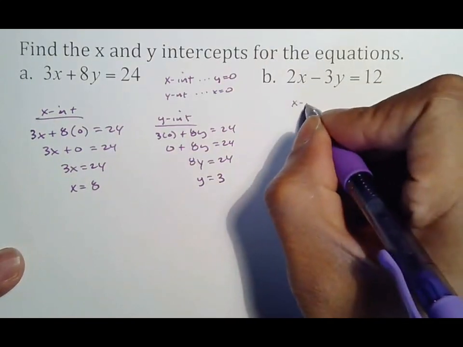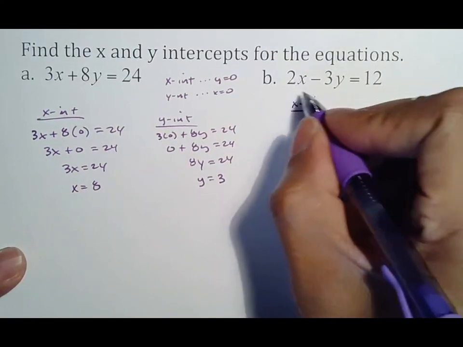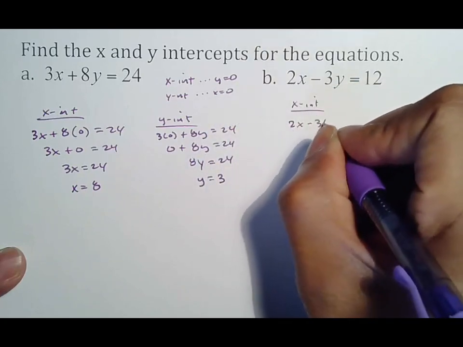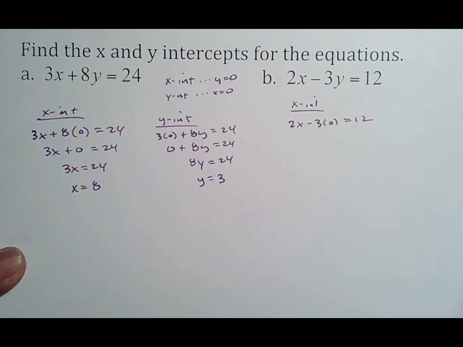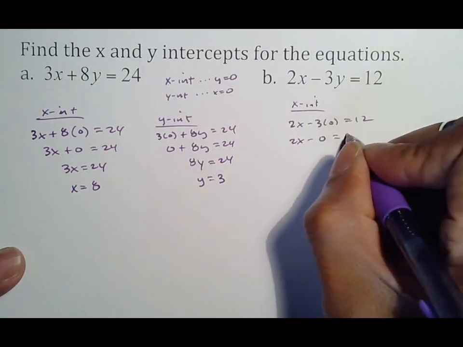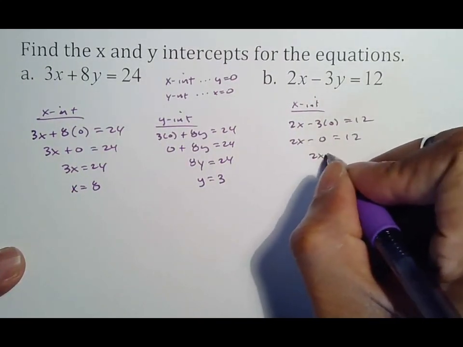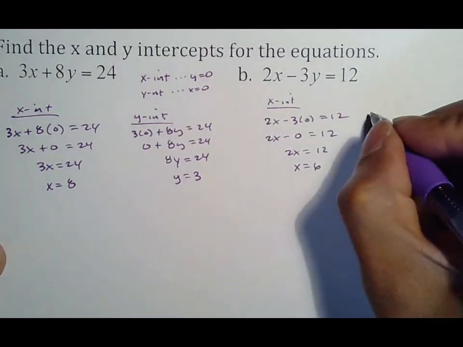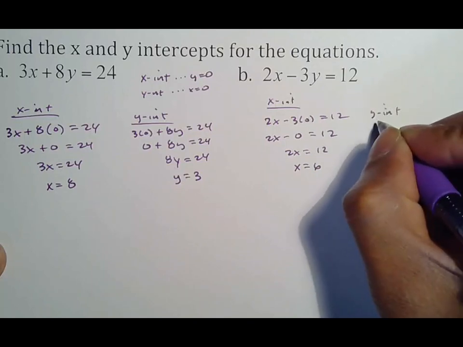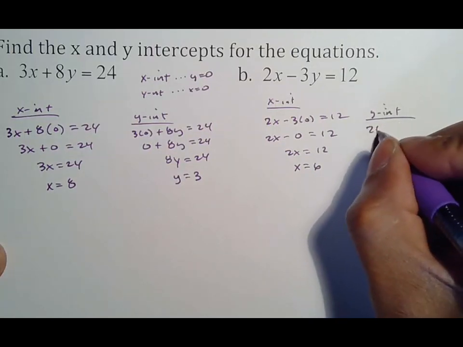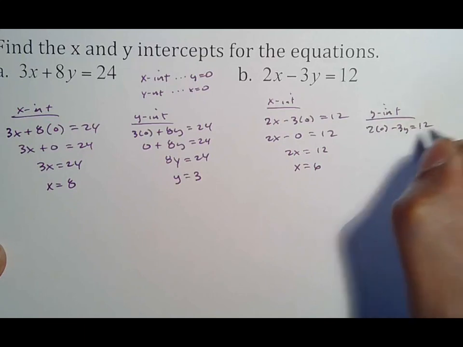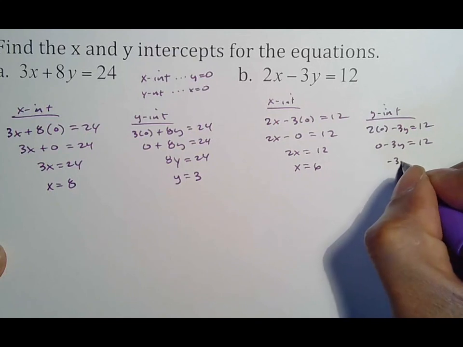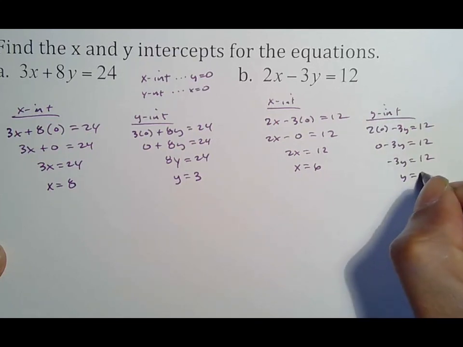Here, if you want the x-intercept, again, x-intercept means to put 0 in for y, so you put 2x minus 3 times 0 equals 12, which means 2x minus 0 equals 12, which means once 0 goes away, 2x equals 12, and x would equal 6 when you divide. If you wanted your y-intercept, you would put 2 times 0 minus 3y equals 12. That becomes 0 minus 3y equals 12. 0 goes away, which makes negative 3y equals 12, and y would equal negative 4.